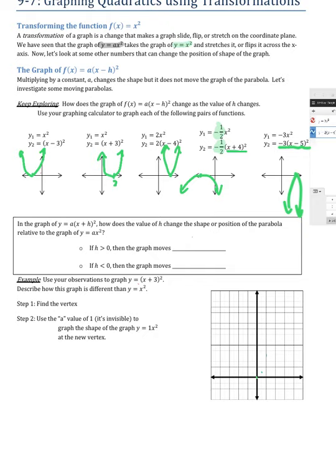So the idea is this. If we have the graph y equals a times x plus h squared, how does that h change the shape? If h is greater than 0, in other words, if we're looking at something like y equals x plus 3, that's going to move left, since it's plus on the inside. If we have y equals x minus 3, in other words, the number inside is less than 0, then that's going to move right.